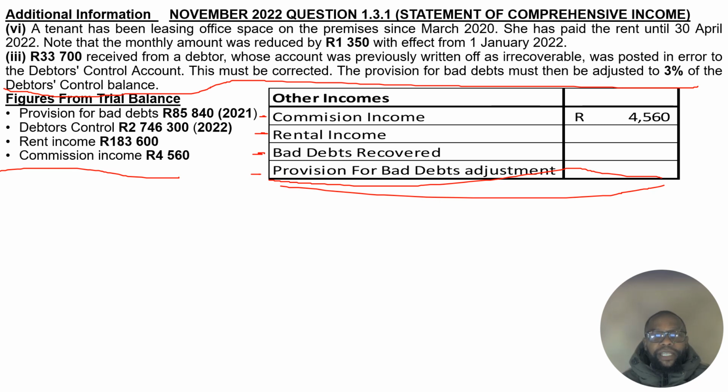On the trial balance, we are given that the rental income is 183,600. Then when you go to the additional information and read, what are they saying? A tenant has been leasing office space on the premises since March 2020. She has paid the rental until 3rd April 2022. Note that the monthly amount was reduced by 1,350 with effect from 1 January 2022.